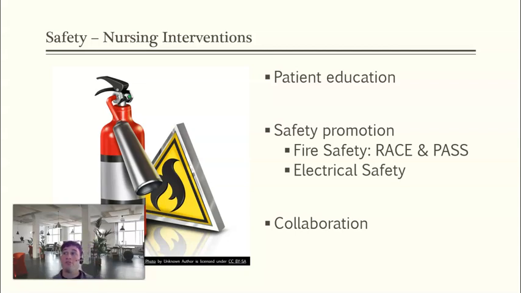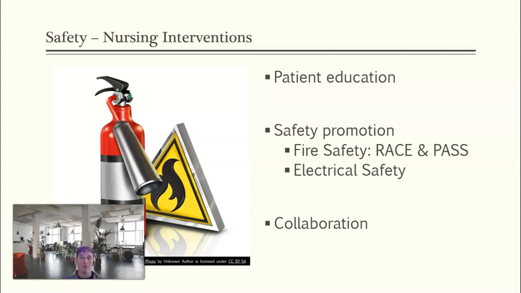How about our safety promotion? We talk about the fire safety, the RACE and PASS. The RACE PASS is this fire safety acronym and protocol for rescue, alarm, contain, and extinguish when you first encounter a fire, and pull, aim, squeeze, and sweep for PASS when using a fire extinguisher. This was developed for hospitals and nursing homes, and the RACE PASS is now used in workplaces worldwide and advocated by fire safety professionals across the United States.